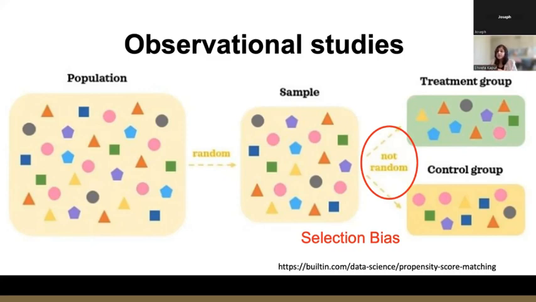And as a result of this, observational studies are prone to selection bias. That is, what that basically means is that the individuals in the treatment group and those in the control group, they can vary from each other in systematic ways.